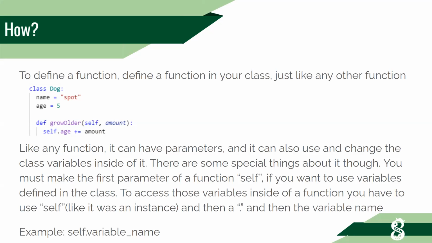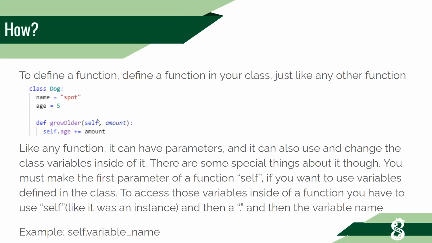And you also use this self keyword if you want to access variables inside of this class. So you can't just put age to access this variable over here. You have to put self.age to change it or access it. These can still take parameters after the self, but this self keyword has to be there first.